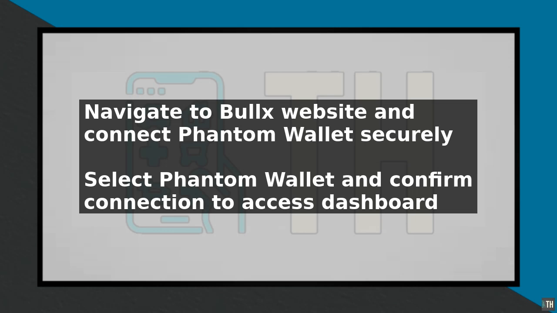Next, navigate to the Bullx website and connect your Phantom Wallet by clicking on the Connect Wallet button. Select Phantom Wallet from the list of available options and confirm the connection. You will see your wallet address and balance displayed on the Bullx dashboard.